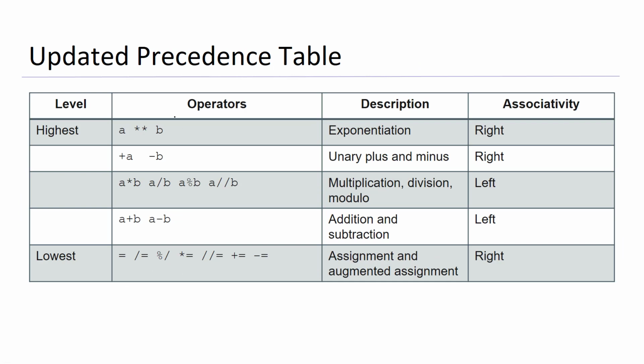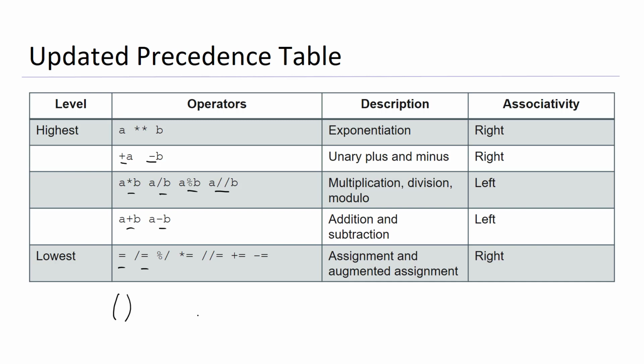So with this list of new operators, here's our updated precedence table. Remember, the highest precedence goes to exponentiation, so exponentiation is usually executed first before other operators. That's followed by the unary plus and the unary minus. And then you have the multiplication operators: multiplication, division, modulus, and floor division. Then you have addition and subtraction, and last you have the assignment and augmented assignments.